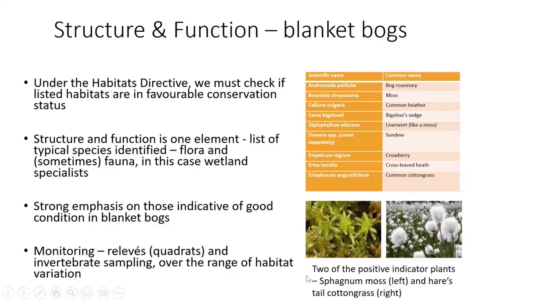One of the aspects that's measured is something called structure and function. In structure and function, you look at the typical plant species and see whether they are present and in what condition. Just for example, I took blanket bogs here, and you can see the list of species, the common name and the scientific name, and there are 2 sample indicators there, which will also occur in the acre scoring system.